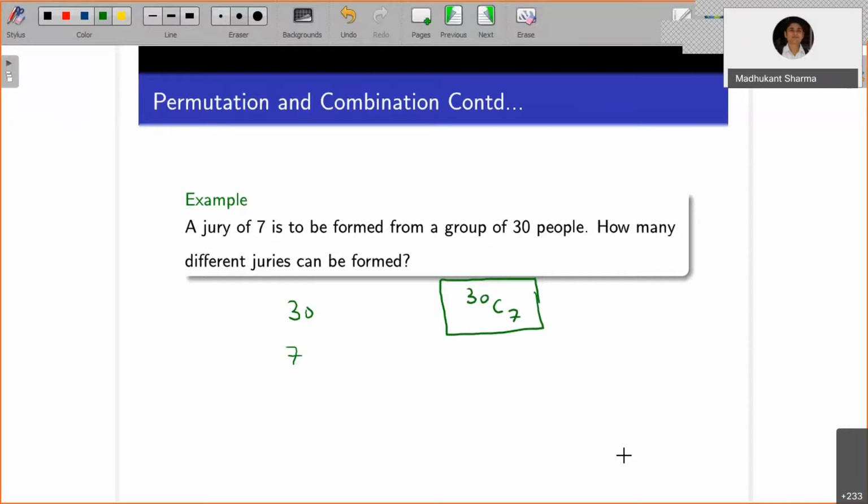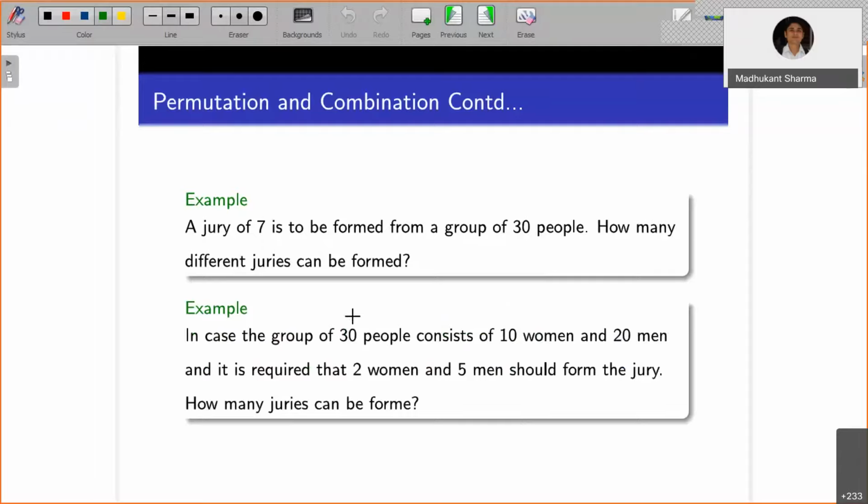Right. Now let's look at another problem. In the same problem, suppose the group of 30 people consists of 10 women and 20 men, and it is required that 2 women and 5 men should form the jury. How many juries can be formed? How will you deal with this?